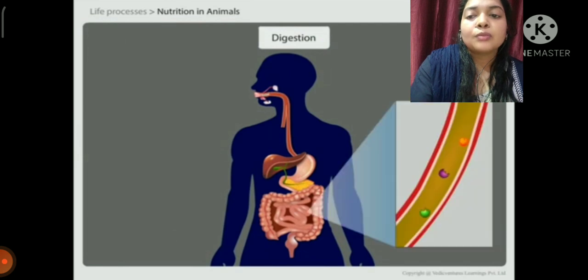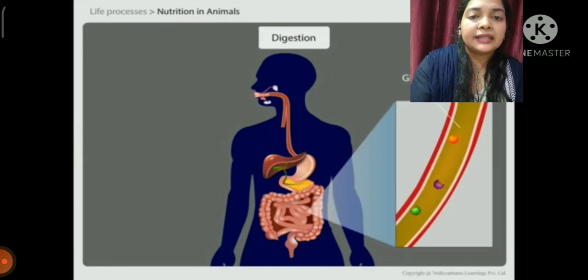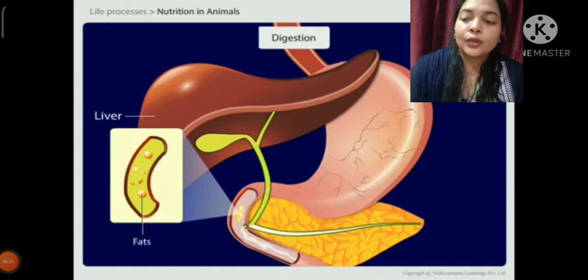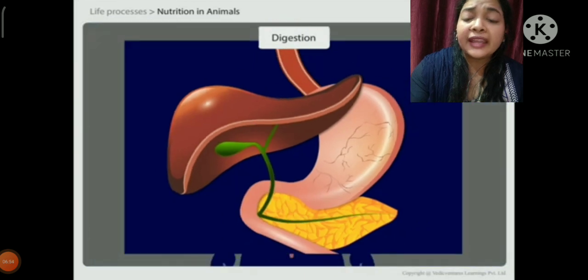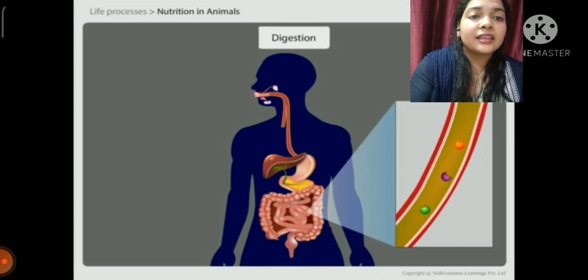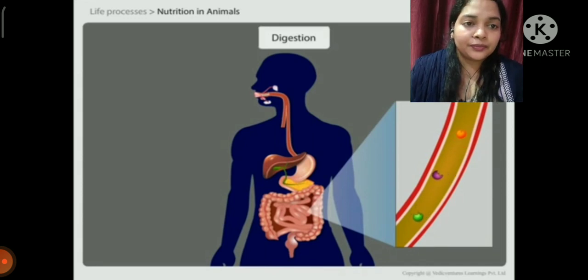The wall of small intestine also contains glands which secrete intestinal juice, which contains a number of enzymes which helps in further digestion of food. In this way, the food is completely digested in the small intestine. Next step is absorption. Now, let's discuss about absorption.